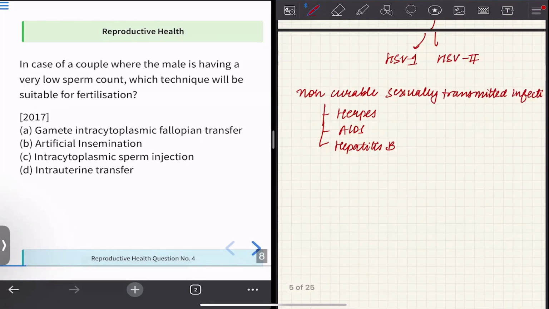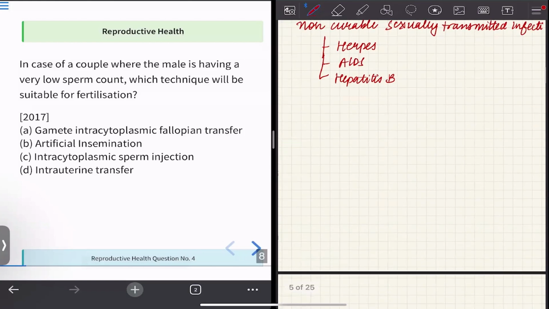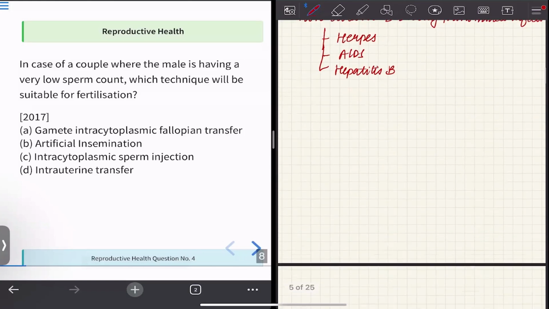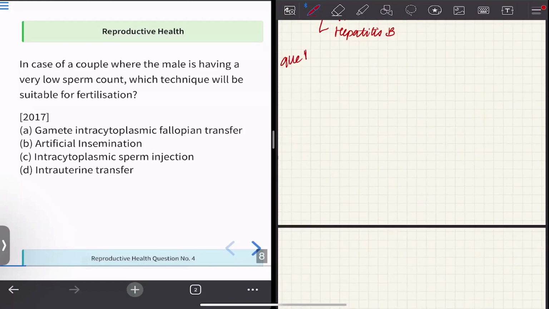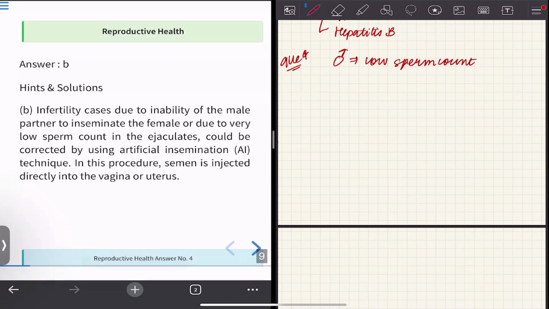Moving on to the next one, we have a couple where the male has a very low sperm count. If the sperm count is low, what do we need to do? We need to do artificial insemination. In this process, we inject the semen directly into the vagina or uterus. There is no in vitro fertilization taking place.